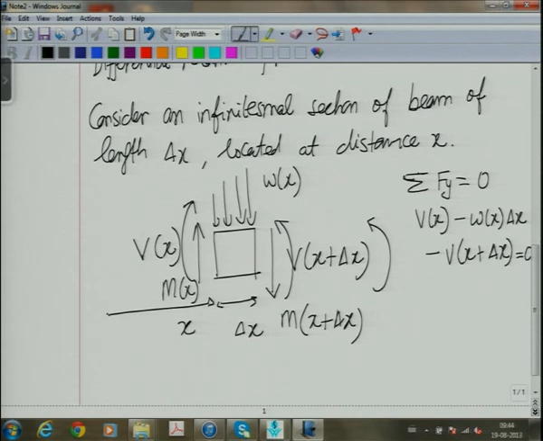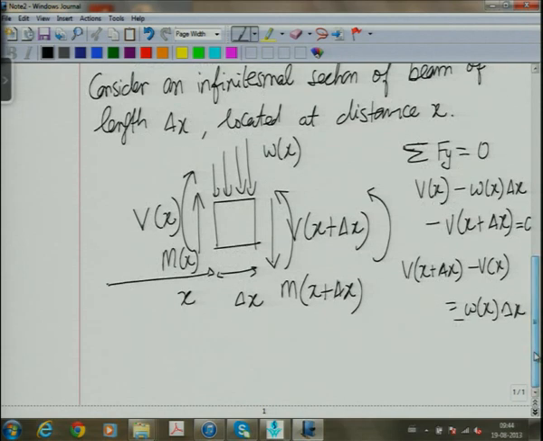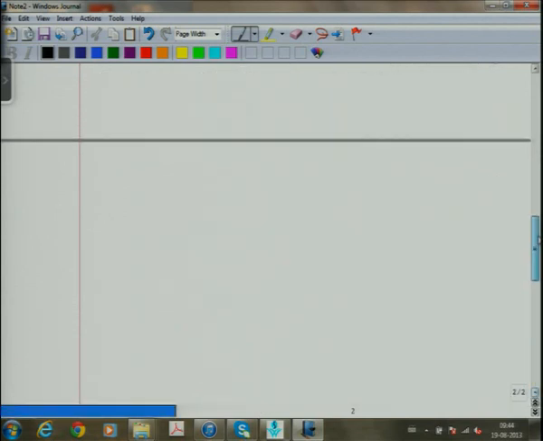Is that clear? We have taken all the forces. So V of x minus V of x plus delta x minus W of x delta x is equal to 0. So when we write this, we can write this as V of x plus delta x minus V of x, let us take V of x on the other side, is equal to minus W of x delta x. And if I write this clearly, let me go to the next page, I will write these equations there.